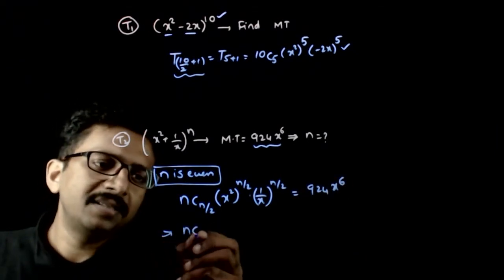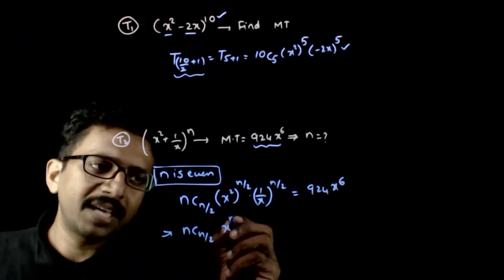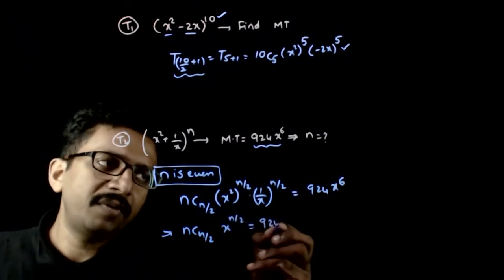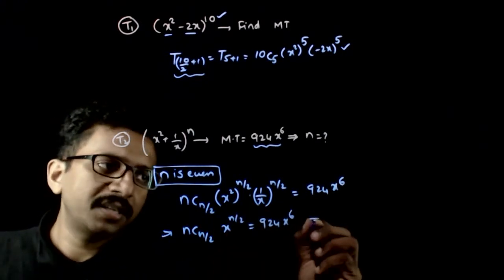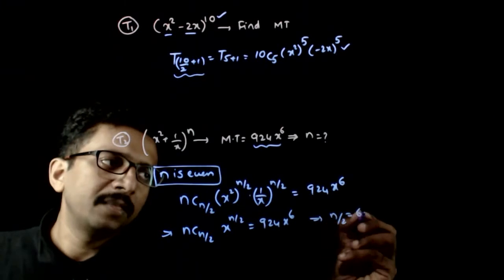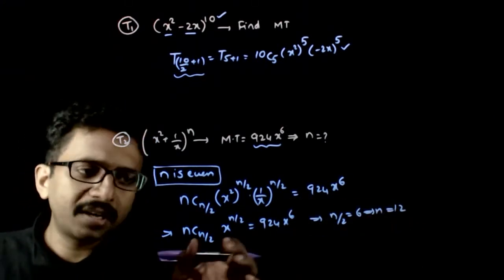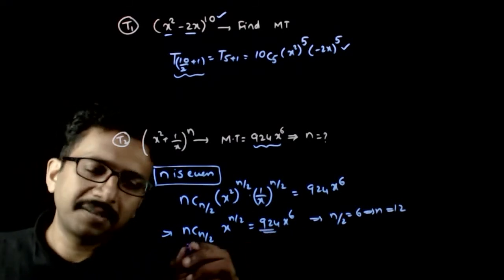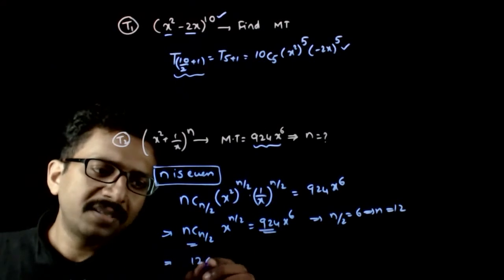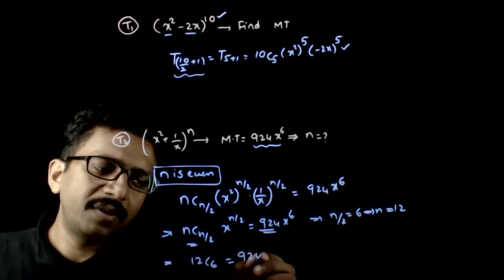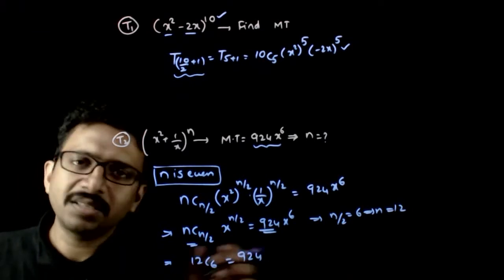So this implies nC(n/2) x^(n - n/2), that is x^(n/2), is equal to 924 x^6. On comparison, n/2 is equal to 6. This implies n is equal to 12. But you should also check whether the coefficient is matching. If n is equal to 12, 12C6 has to be equal to 924. Just go and calculate the value of 12C6 and see whether it is 924.